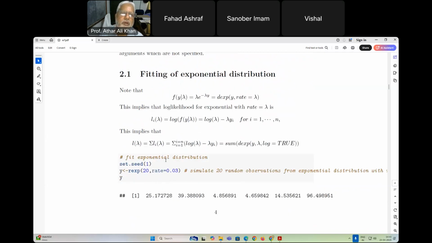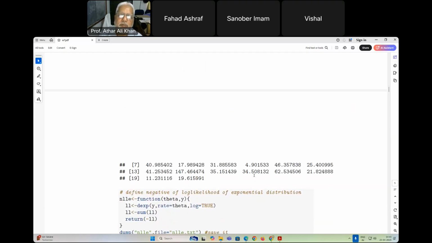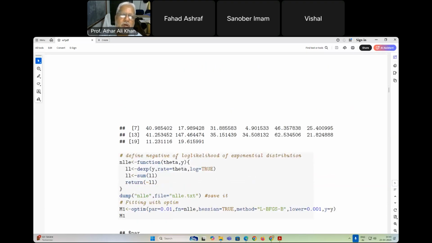Now, to fit the exponential distribution, set.seed. We are simulating 20 observations with rate equal to 0.03, and these are the 20 observations from the exponential distribution. And now define the negative log likelihood of the exponential distribution. NLLE is equal to function(theta, y), and then inside the curly bracket, LL is equal to the log likelihood, which is dexp(y, rate = theta, log = TRUE). Then L is equal to the sum of LL, and return minus L.